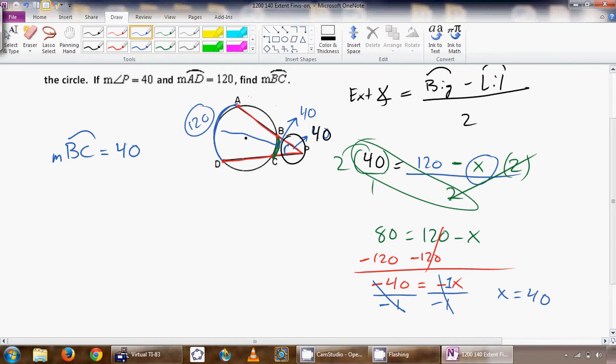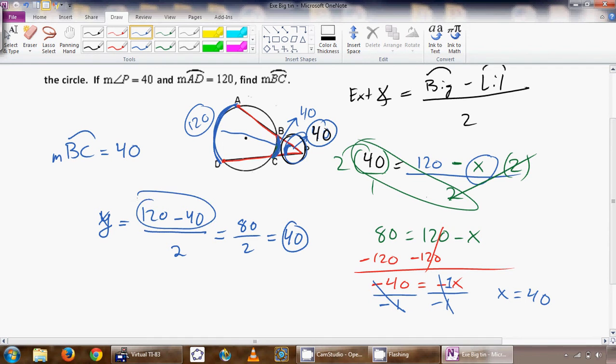Let's see if I can check that, because you might be saying to yourself, how is that angle congruent to this arc? Well, this is an exterior angle, so I know its measure. That angle, I'll call that y, is going to come from the big arc, 120, take away this little arc, which I'm saying is 40. And if I divide that by 2, 120 take away 40 is 80, and 80 cut in half is 40. My angle was 40. When I subtract the arcs and average the difference, it gives me 40. So I am in fact correct. The measure of arc BC is 40 degrees.